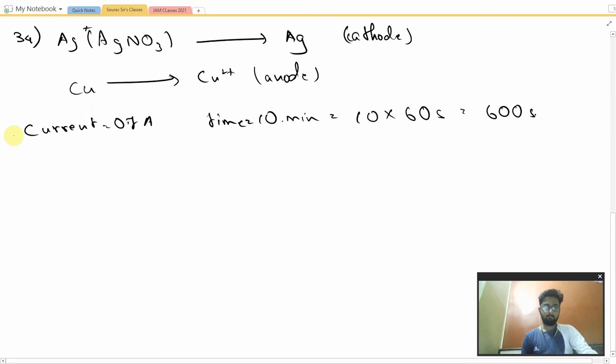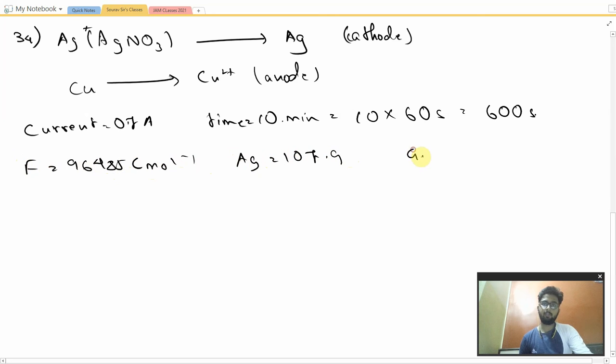So this is a sum involving Faraday's constant, and the value of Faraday is given to be 96485 coulomb per mole, and atomic weights are given. For Ag the atomic weight is 107.9, and for Cu the weight is 63.55. Okay, so let us solve this question.